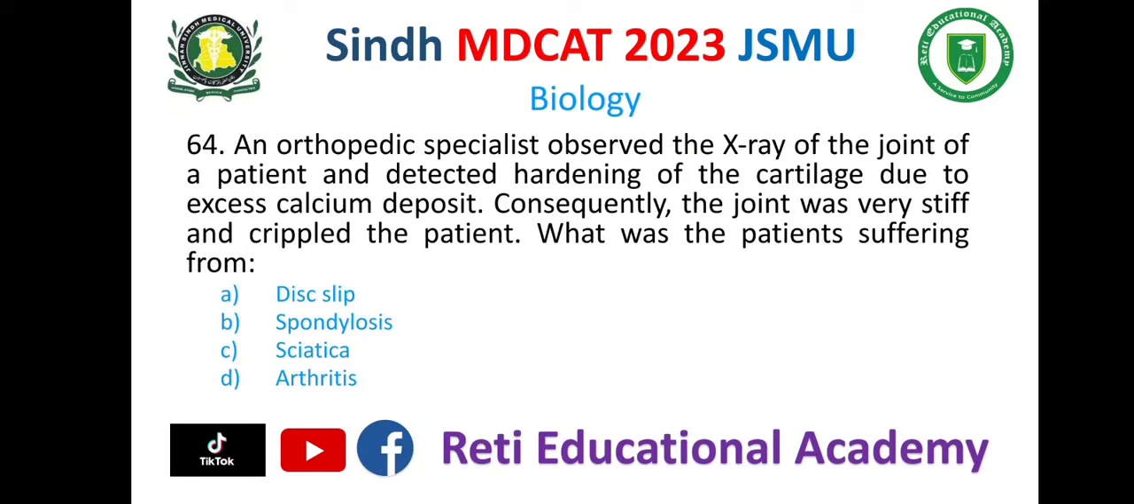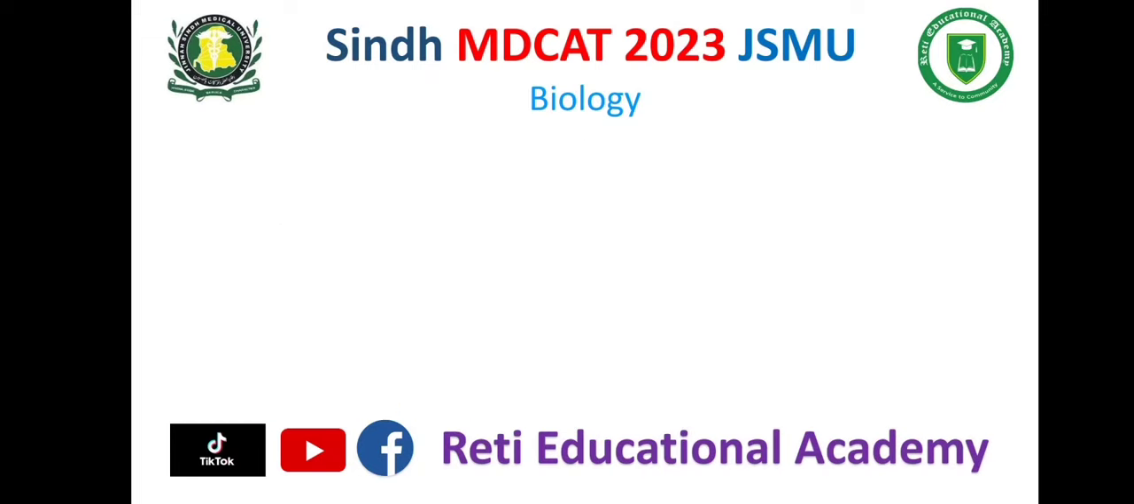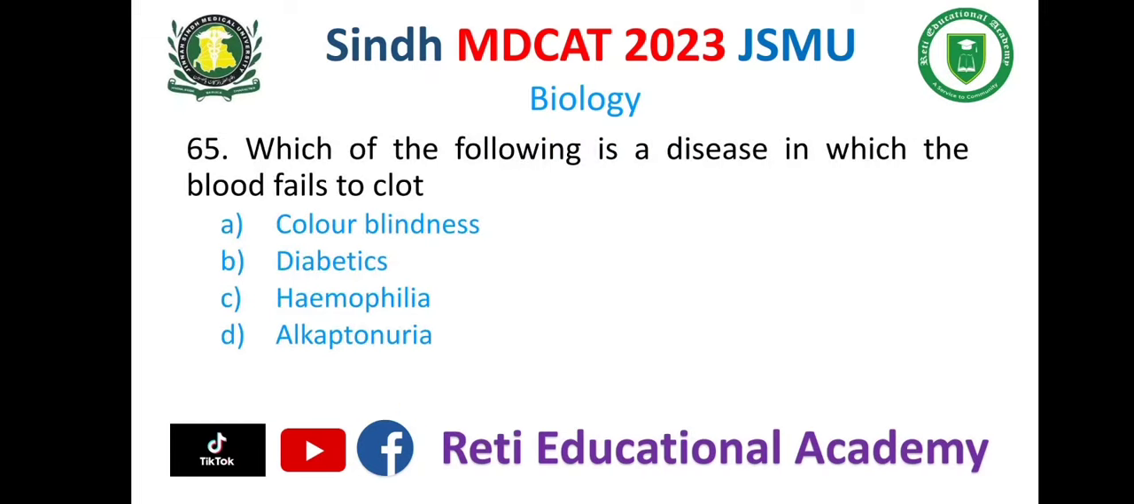Question number 64. An orthopedic specialist observes the x-ray of the joint of a patient and detected hardening of the cartilage due to excessive calcium deposit. Consequently, the joint was very stiff and crippled the patient. What was the patient suffering from? A, disc slip, B, spondylolisthesis, C, sciatica, D, arthritis. And the correct option is D, arthritis.